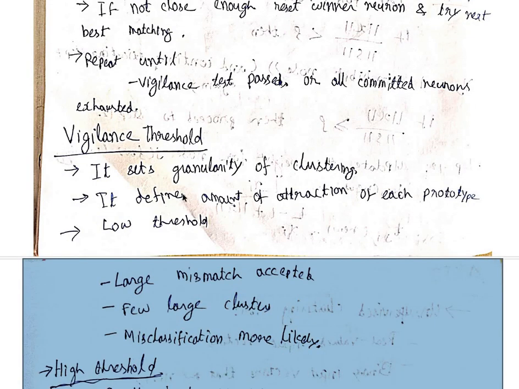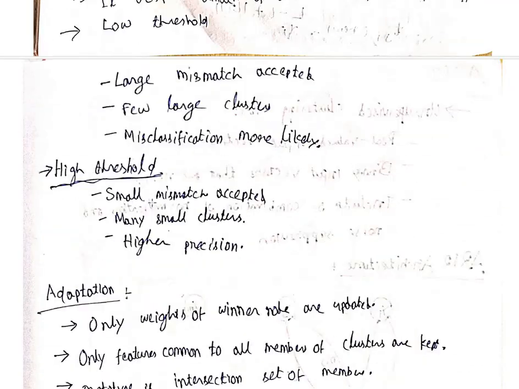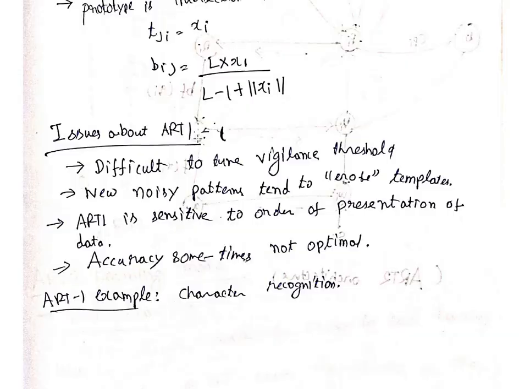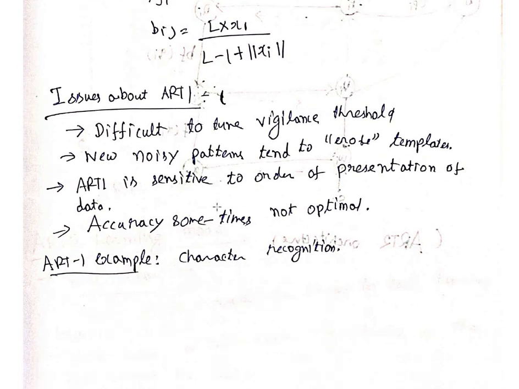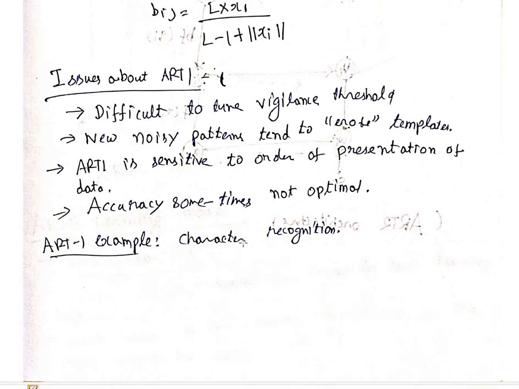Repeat until then. The vigilance threshold sets the granularity of the clustering. It defines the amount of attraction of each prototype. Adaptation: only the winner nodes are adapted. Only features common to all the member clusters are kept. So the issues: it's difficult to tune the vigilance threshold. New noise patterns tend to erode the templates. It's sensitive to the order of presentation of data, and accuracy is sometimes not optimal. An example application of ART1 architecture is character recognition. Thank you.